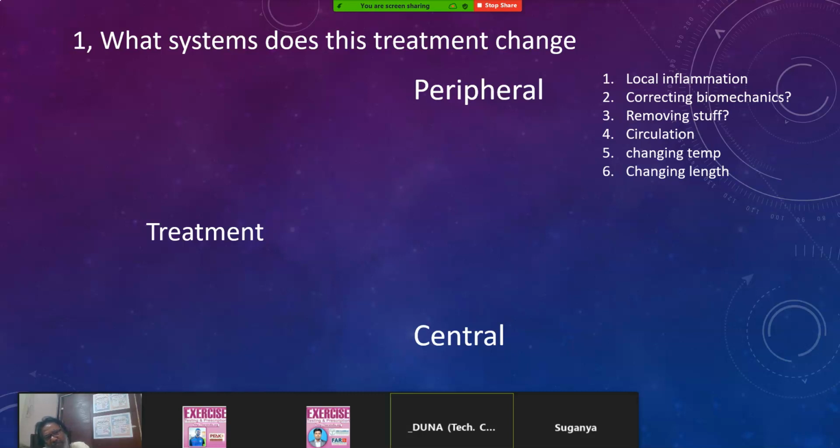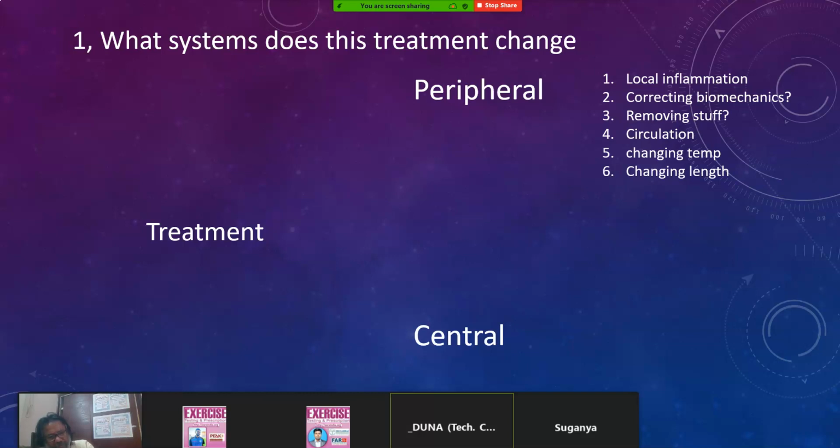And nowadays, a lot of people are thinking that they are correcting biomechanics and changing the length of the muscle. I'll tell you why I have put a question mark on that also, because that again is what is ruining physiotherapy.